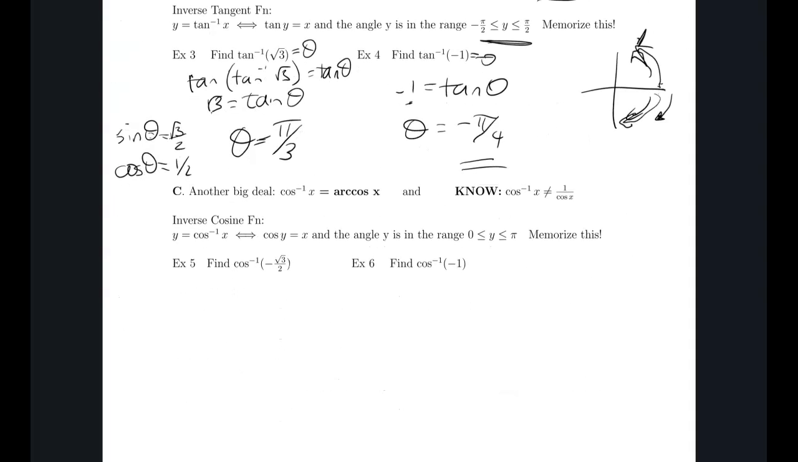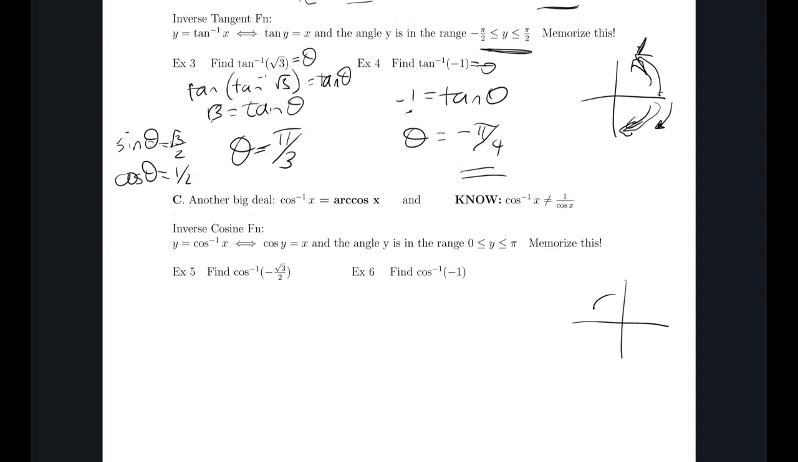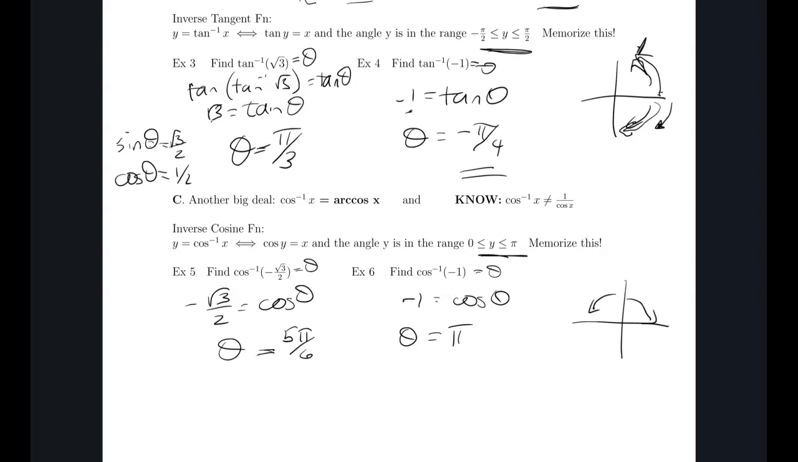All right. Arc cosine is used the least, but I just want to make sure you see it. Between 0 and pi is the range. So if I set this equal to theta, and I take the cosine of both sides, the one angle when cosine is equal to -√3 over 2 is 5pi/6. If I set this equal to theta and take the cosine of both sides, the one angle that works is pi.